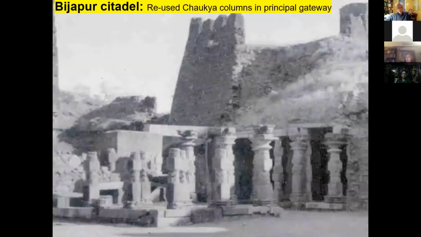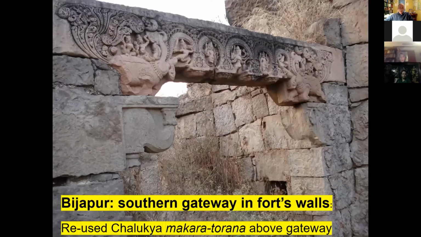In Bijapur, Ali I is doing the same thing by taking such columns and putting them in his own gateway to the citadel. The most important gateway to the city was covered with these kinds of columns. And indeed, at one of the southern gateways of the city, he takes a whole Chalukya makaratorana and places it above that portal going into the outer walls of the city. So we see, in other words, on both sides of the Krishna, this leaning upon Chalukya art.